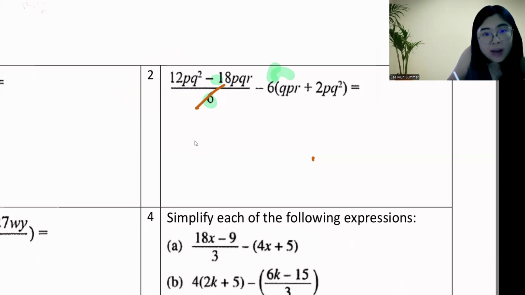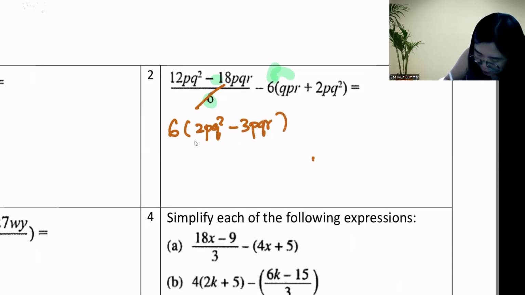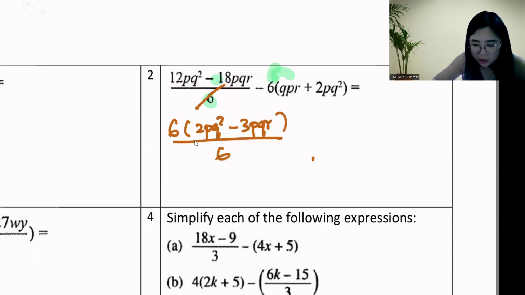6 cannot, like 3, right? I can take out 3, correct? So factorize 3 out. So it will be 4pq squared and then 6pqr. Correct? I think 6 is better. I think take out 6 is better. If it's 6, it will be 2pq squared and then 3pqr. And then 6. See? Now we can straight away cancel 6, 6. See? So nice, right?